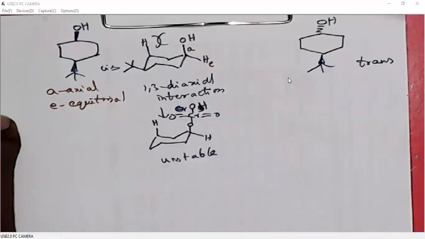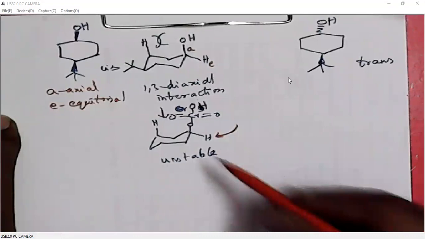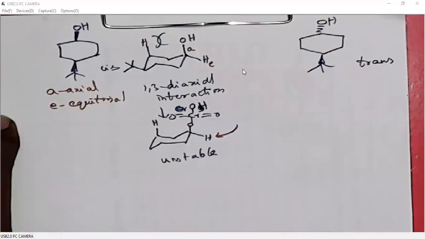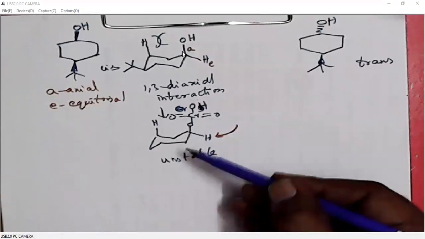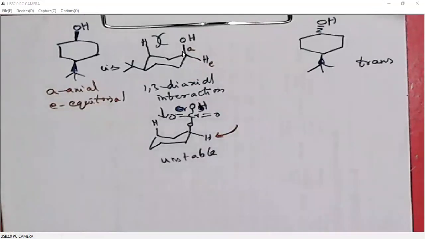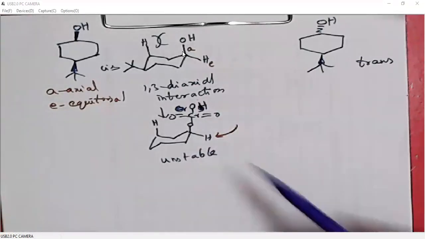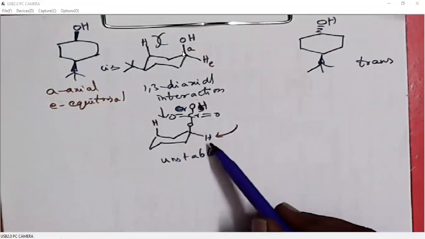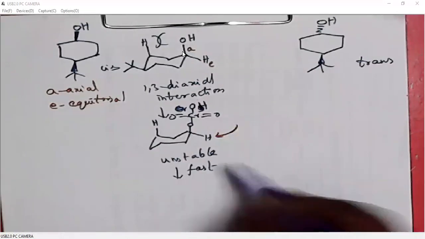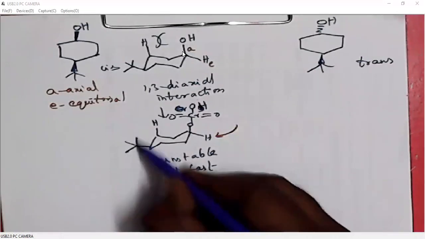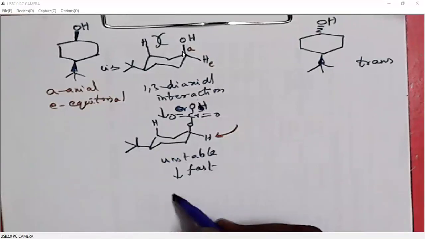At the same time, abstraction of this proton, which is at the equatorial position, is easy. Equatorial hydrogens or equatorial substituents don't feel steric crowding, so a base can easily approach this proton and take it out. So this cis alcohol has an unstable chromate ester and facile removal of hydrogen, so it can easily undergo oxidation. This is fast.